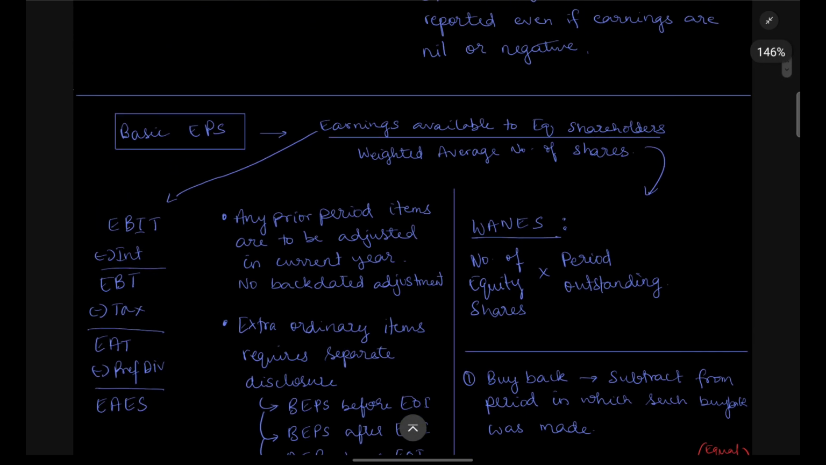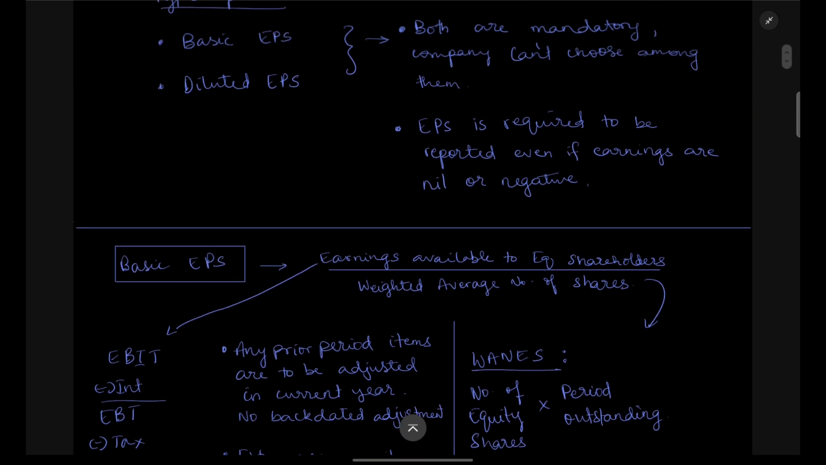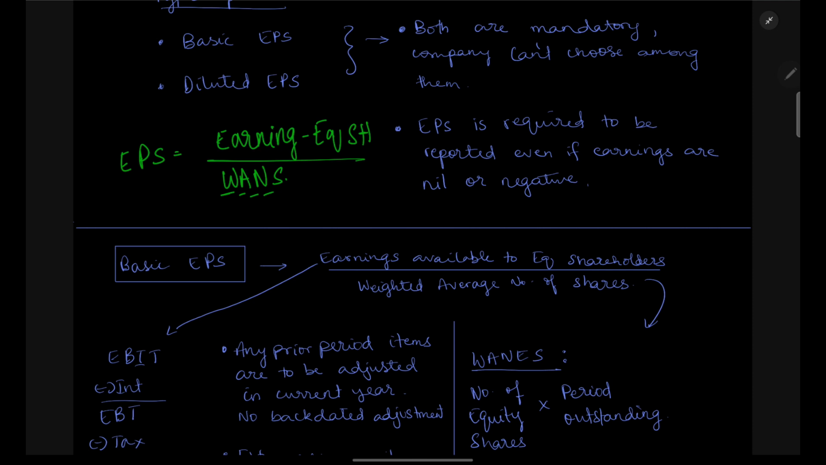Here, we'll just discuss basic EPS first. In basic EPS, it's very simple. EPS, earnings per share, is the earnings of equity shareholders divided by the weighted average number of equity shares.